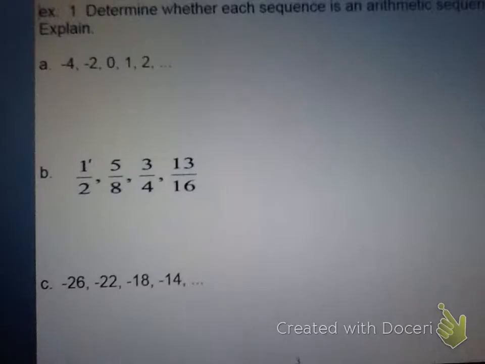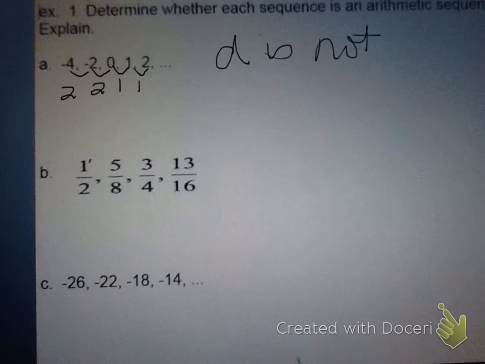Example 1, determine whether the sequence is an arithmetic sequence. From negative 4 to negative 2, we added 2. From negative 2 to 0, we added 2. From 0 to 1, we only added 1. From 1 to 2, we only added 1. Your common difference, or your d, has got to be constant. And in this sequence, it is not constant. So it is not an arithmetic sequence.